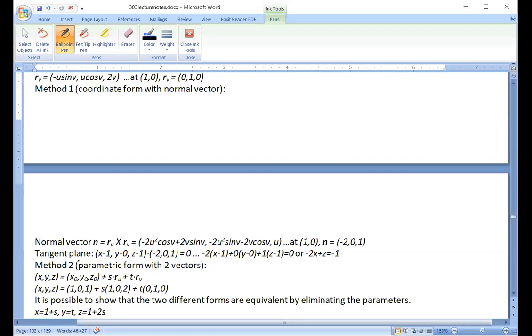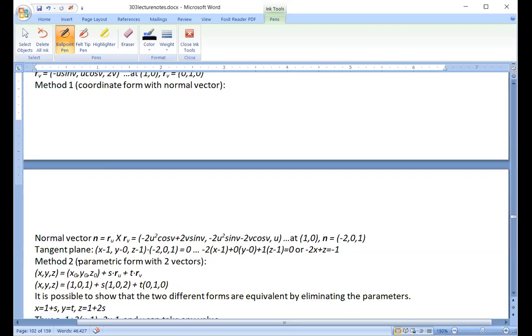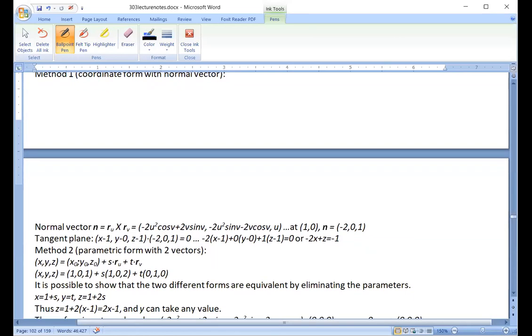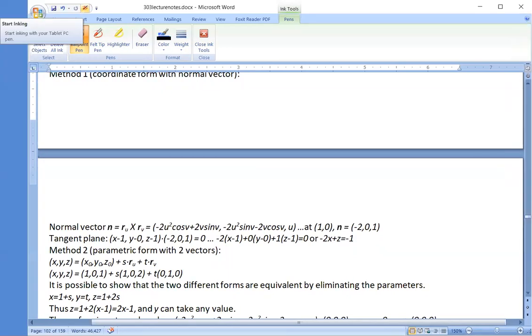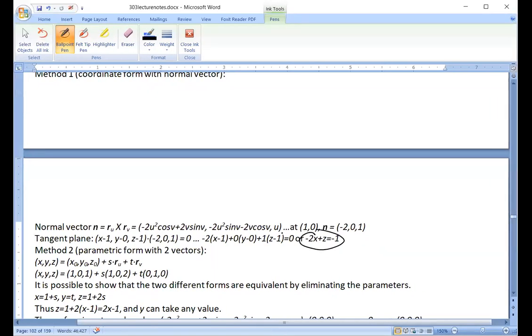Okay, so solving for s, you get s equals x minus 1, and then just plug it in. So that gives you z equals 1 plus 2 times x minus 1. So z equals 2x minus 1. And then y equals t, so that stays on the side, and y can take on any value. And notice that z equals 2x minus 1 is the same as what we had before, negative 2x plus z equals negative 1. Same thing. Okay. So we've done eliminating the parameter before, but now we're sort of doing it in a new context, and also there's more parameters.